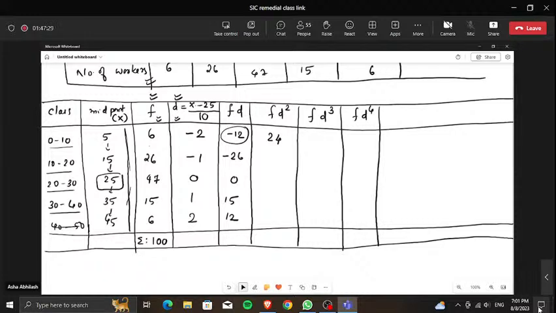Students make the mistake that whatever you are getting over FD, they will take the square of this 12 over in this second. It is not like that. You have to multiply this F by the square of this D. That is 6 into 4. Is that clear?